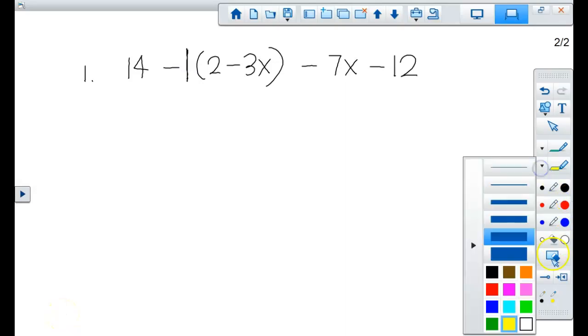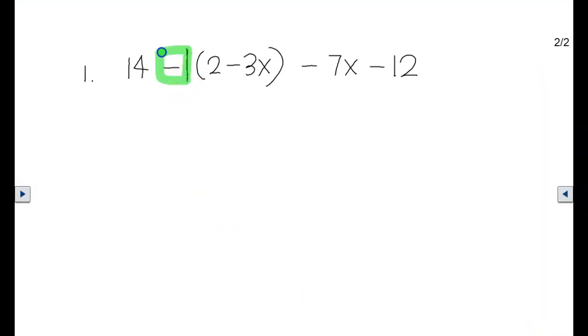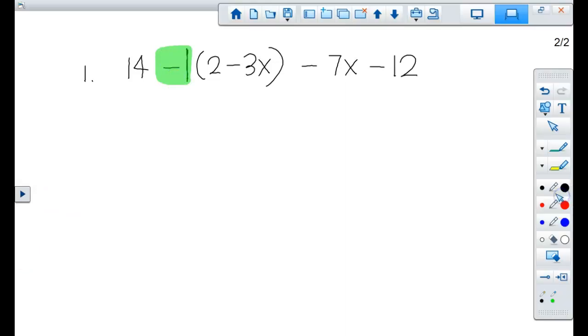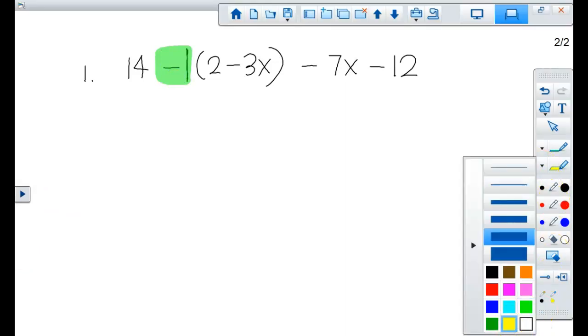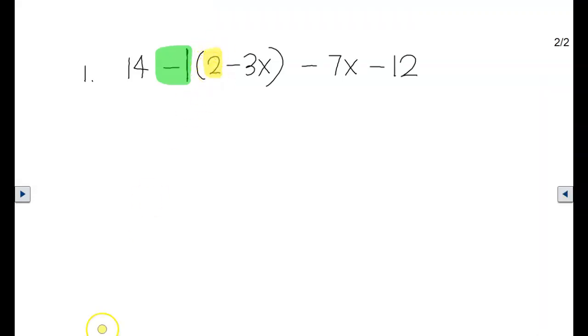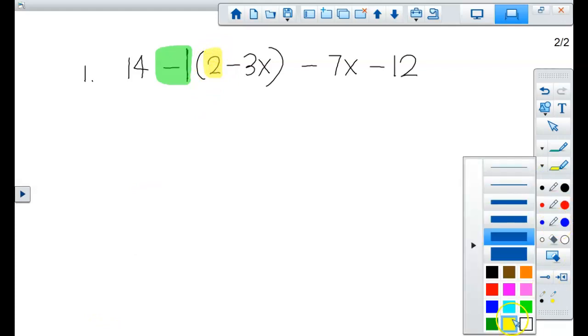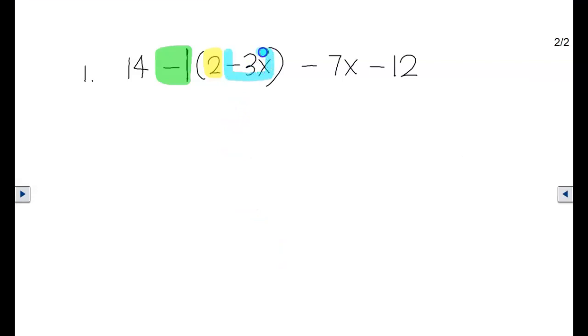So what number am I going to distribute? Well, what I can see is I've got this 1, but he gets to keep this minus sign that's in front of him. So I'm going to treat him like a negative 1. And I know he is going to get multiplied by each member of his group. So I look in here to see. The first member of his group is 2. The second member of his group is going to get to keep this minus in front of him because he's minus 3x, which makes that a negative 3x.